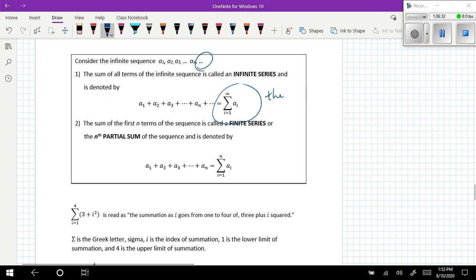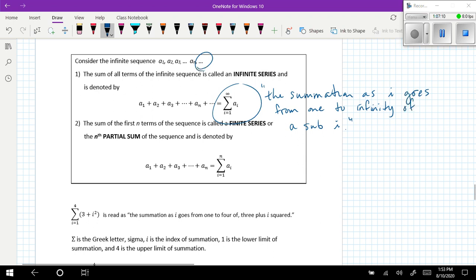The summation, I'll put it in quotes, the summation as I goes from 1 to infinity of a sub I. That's what that says. So we can add an infinite number of terms up. You might be thinking, oh, how are you going to add an infinite number of things up if it never stops? Well, there is a way to do it in certain cases.